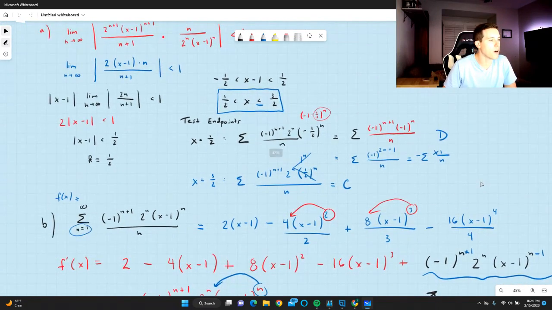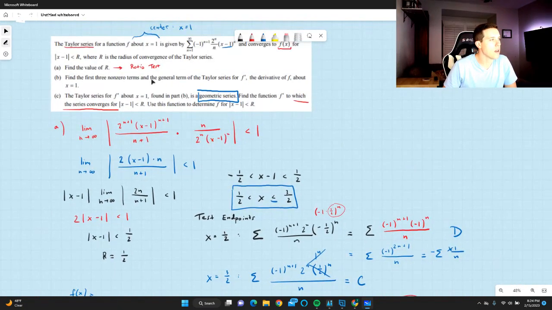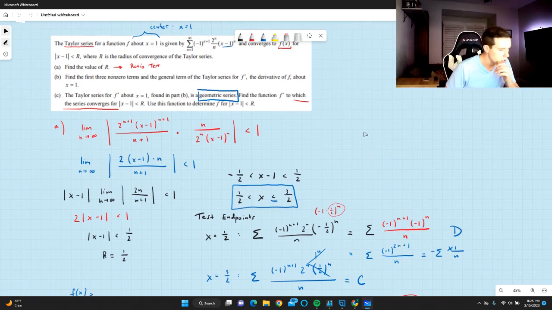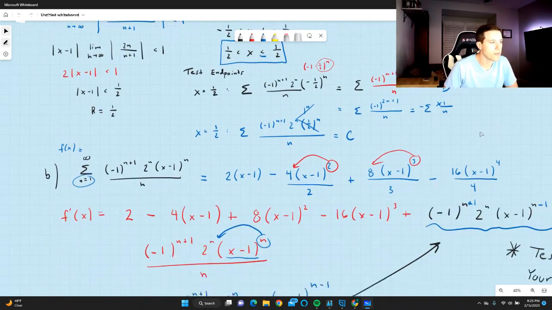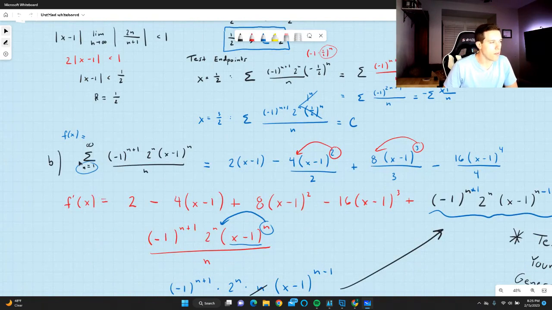Okay, the second part. They say find the first 3 non-zero terms and the general term of the Taylor series for the derivative of our series. So essentially, they're just asking us to find the derivative of this series. So I think the best way to do this, here's the series, I just rewrote it. This is the series for f. I expanded it out by finding 4 terms.